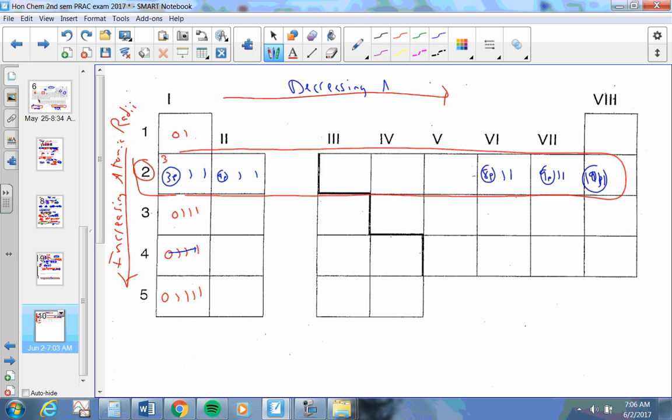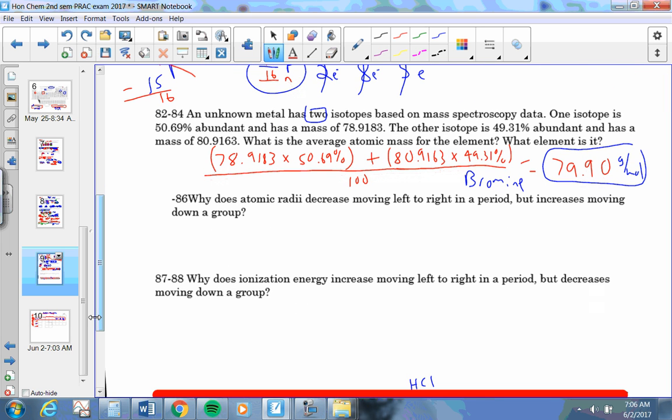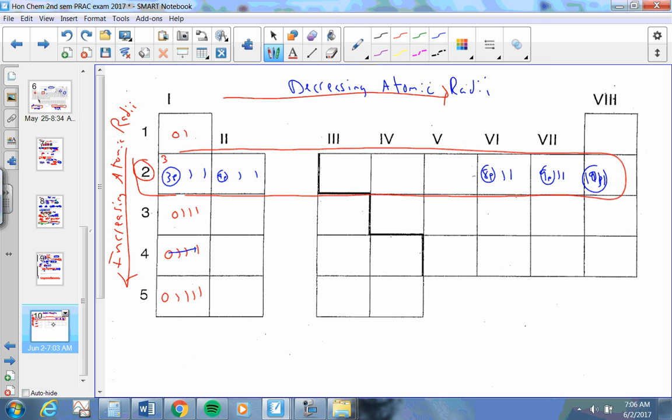Next topic. So if I was going to write that on here, what might it sound like? Why does atomic radii decrease moving left to right, but increase moving down a group? It increases going down because there are more energy levels. But it decreases from left to right because as the nucleus gets bigger, it pulls harder on the electrons and pulls them in tighter.